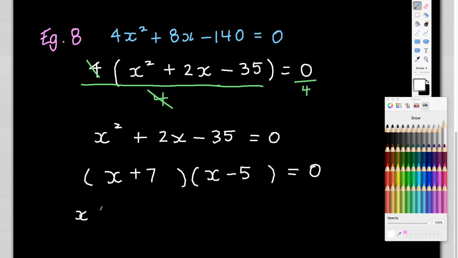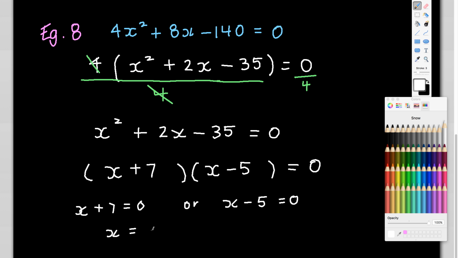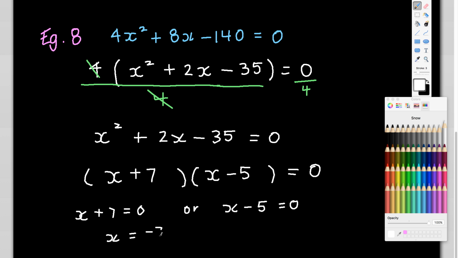And we're nearly there, because x plus 7 must be equal to 0, or x minus 5 must be equal to 0. So we have x equals negative 7. Oh, I can't go down any further, so hopefully it's not getting cut off. Or x equals positive 5.